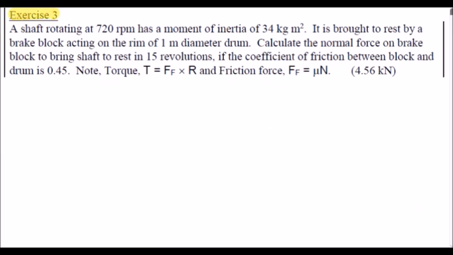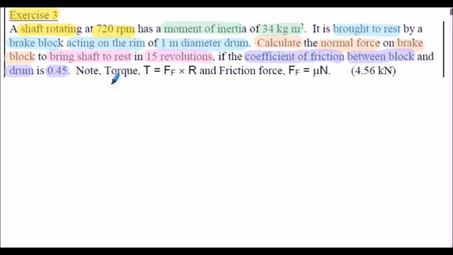Exercise 3, a slightly more complicated problem here. We have a shaft rotating at 720 revs per minute. It has a moment of inertia of 34 kilogram meter squared. It's brought to rest by a brake block that acts on the rim of a 1 meter diameter drum. We've got to calculate the normal force on the brake block in contact with the drum to bring the shaft to rest in 15 revolutions. We're given the coefficient of friction between the block and the drum is 0.45.